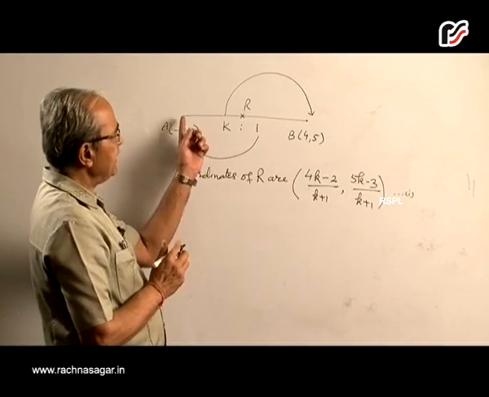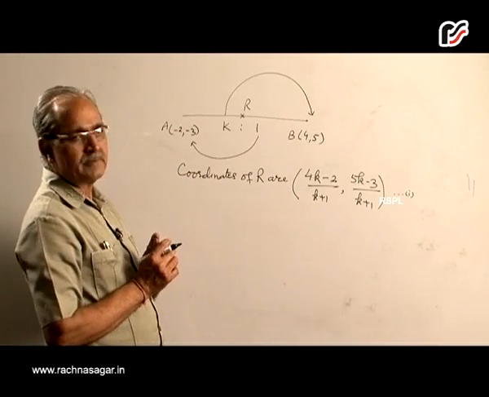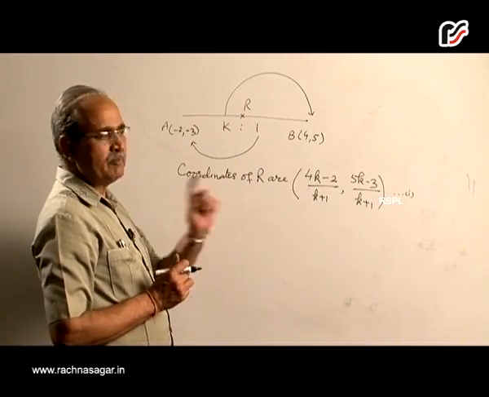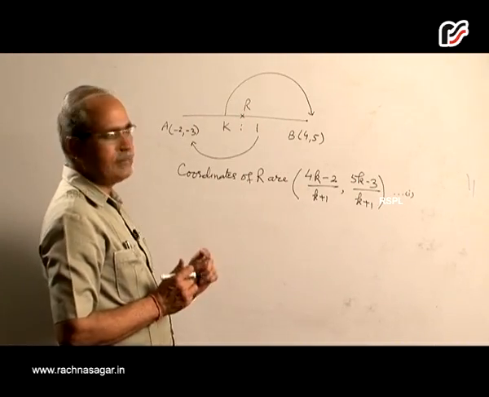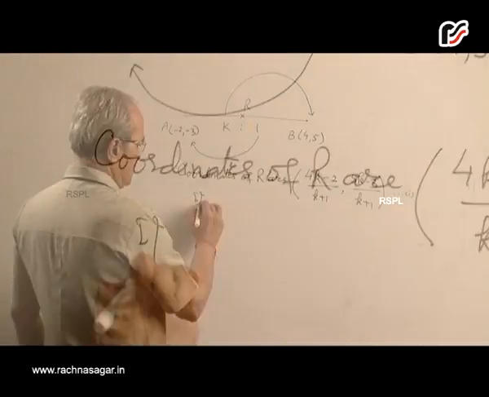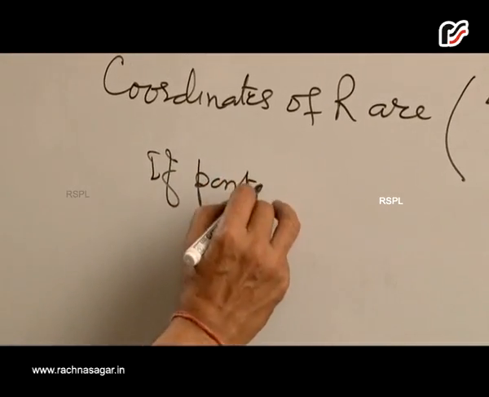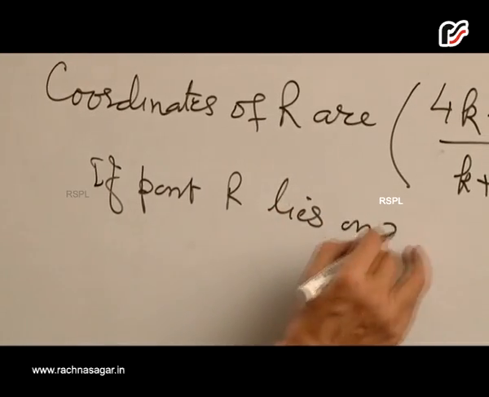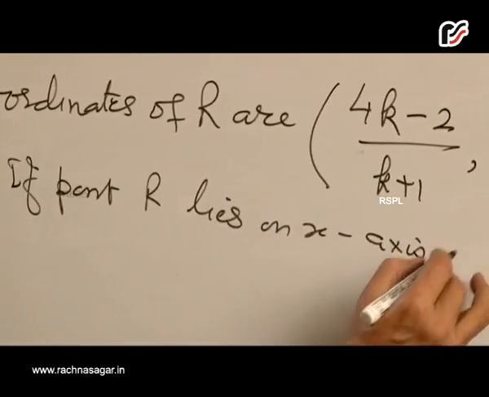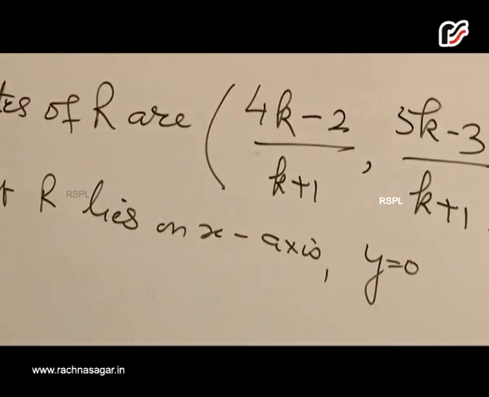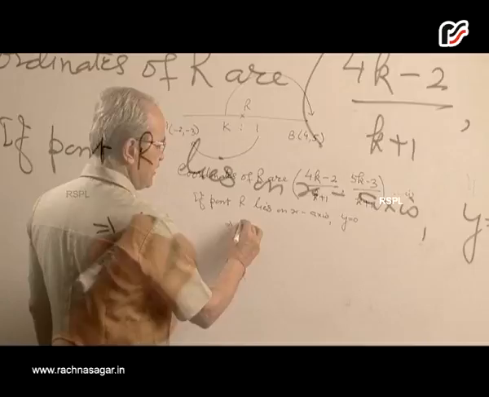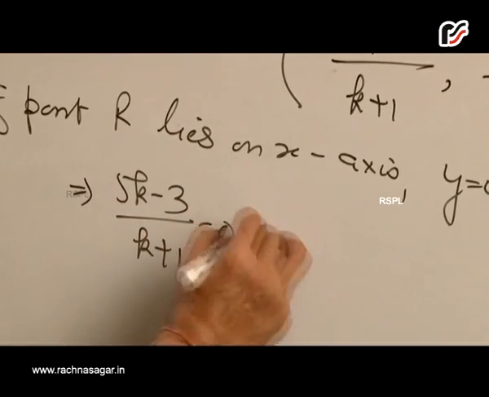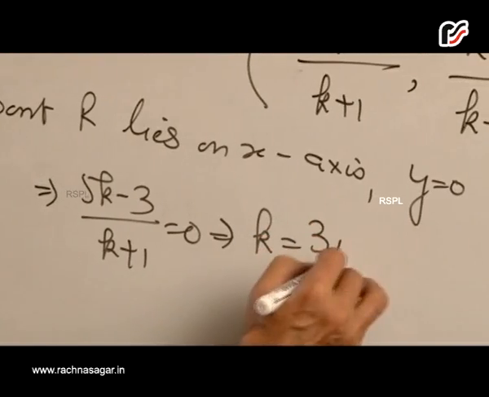Now this point can lie anywhere on this line segment, but we want this point to lie on the x-axis because we want the x-axis to cut AB. If point R lies on the x-axis, then y is 0. This implies (5k - 3) upon (k + 1) is 0. This implies k equals 3 by 5.